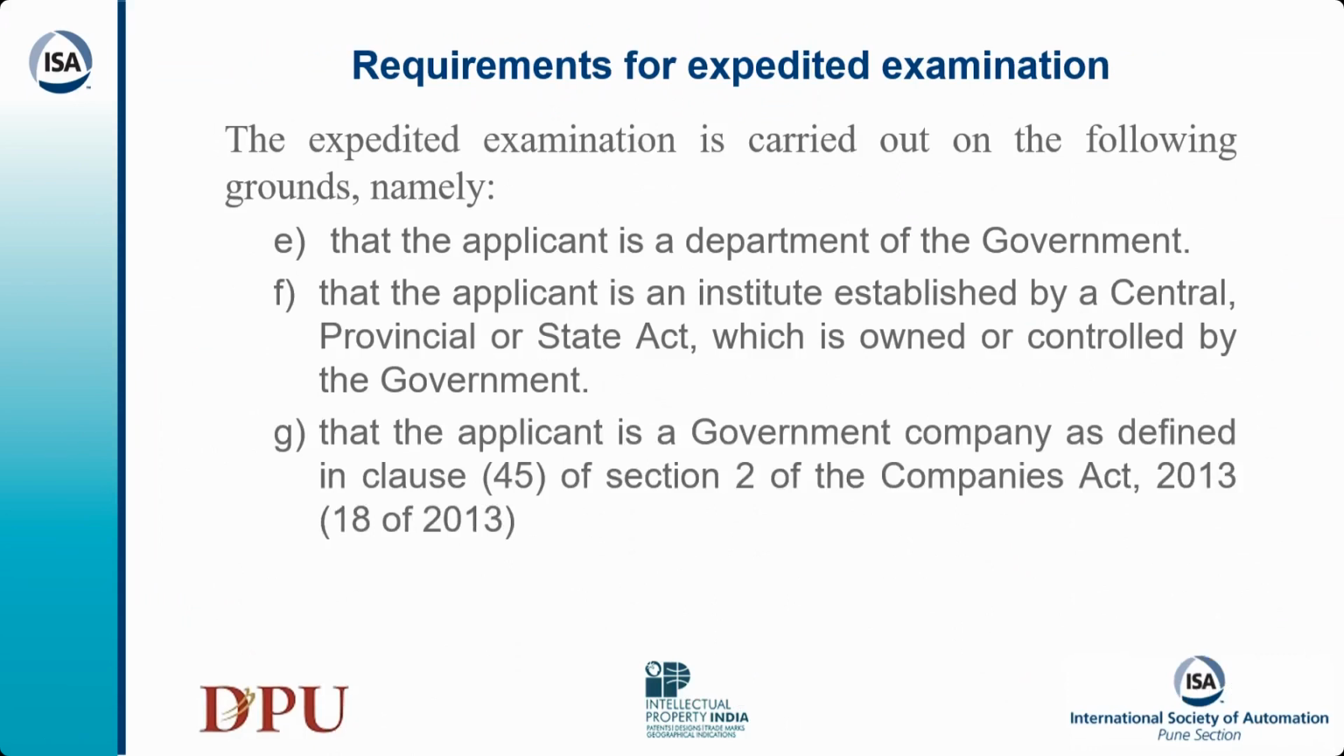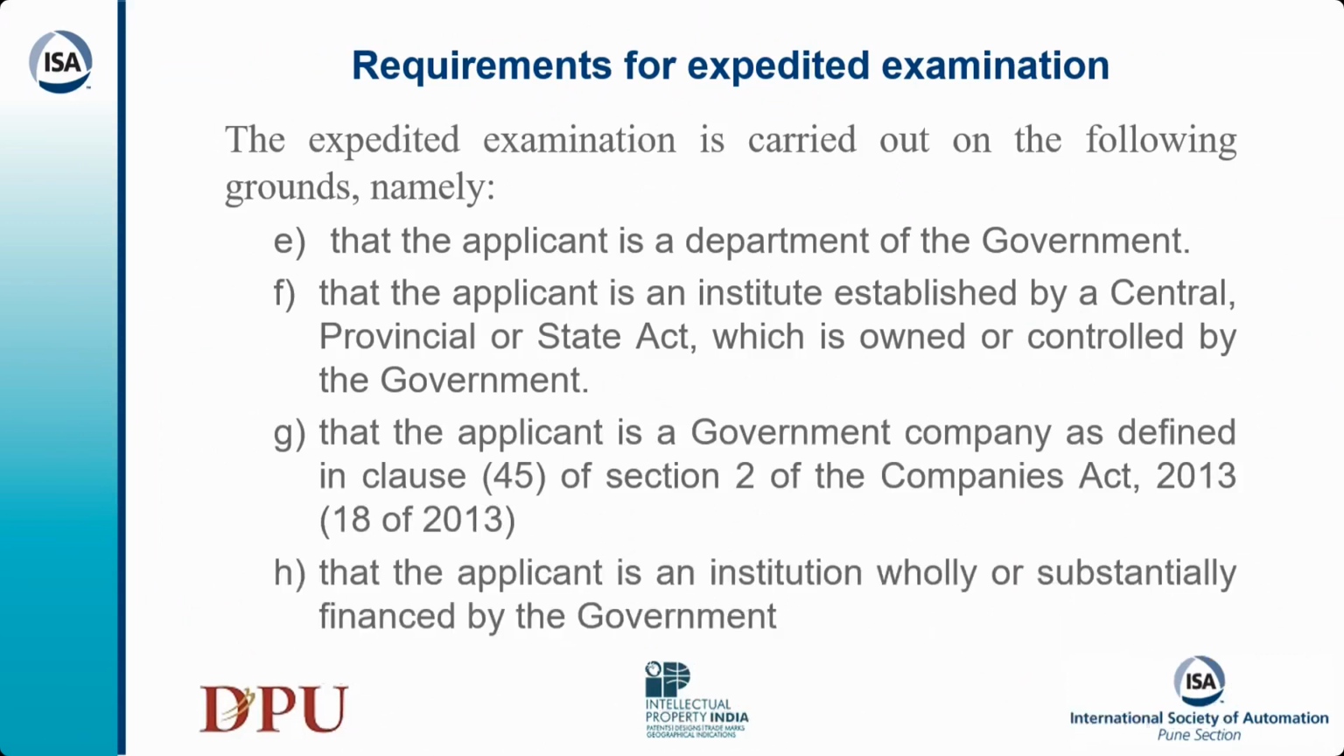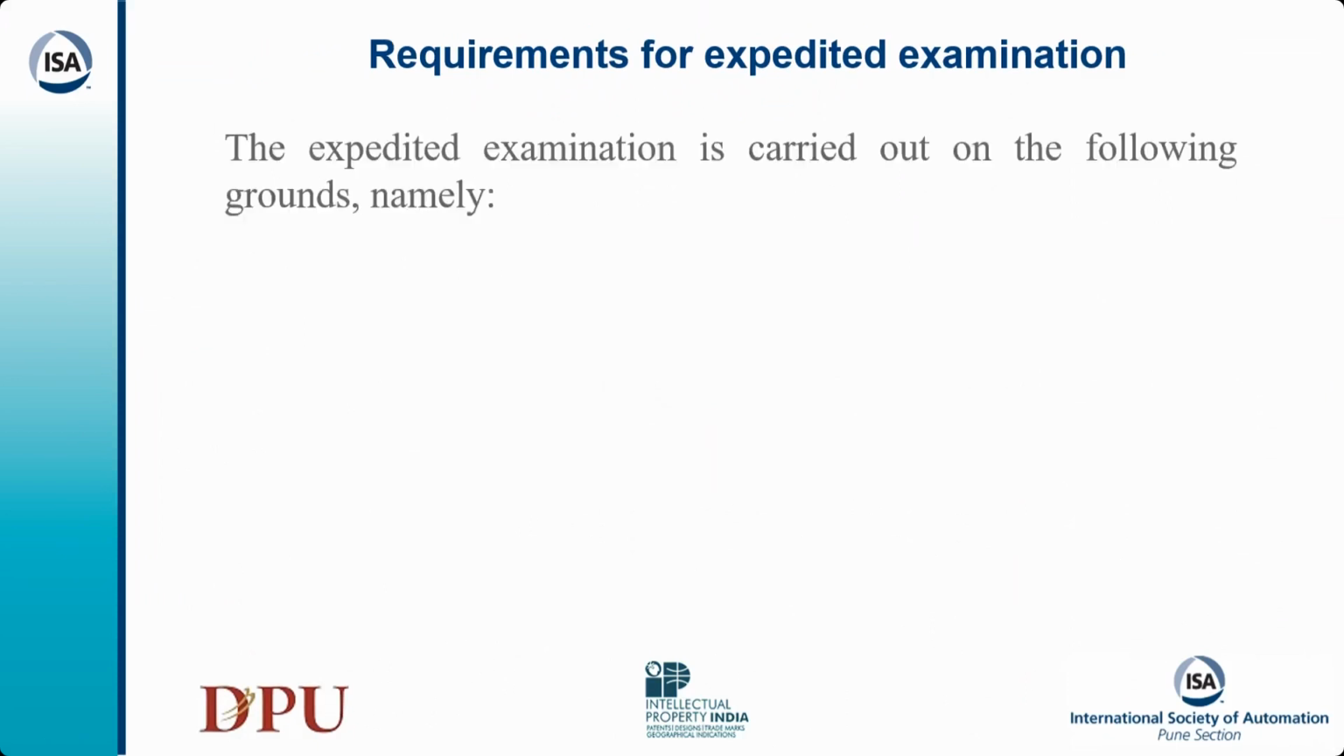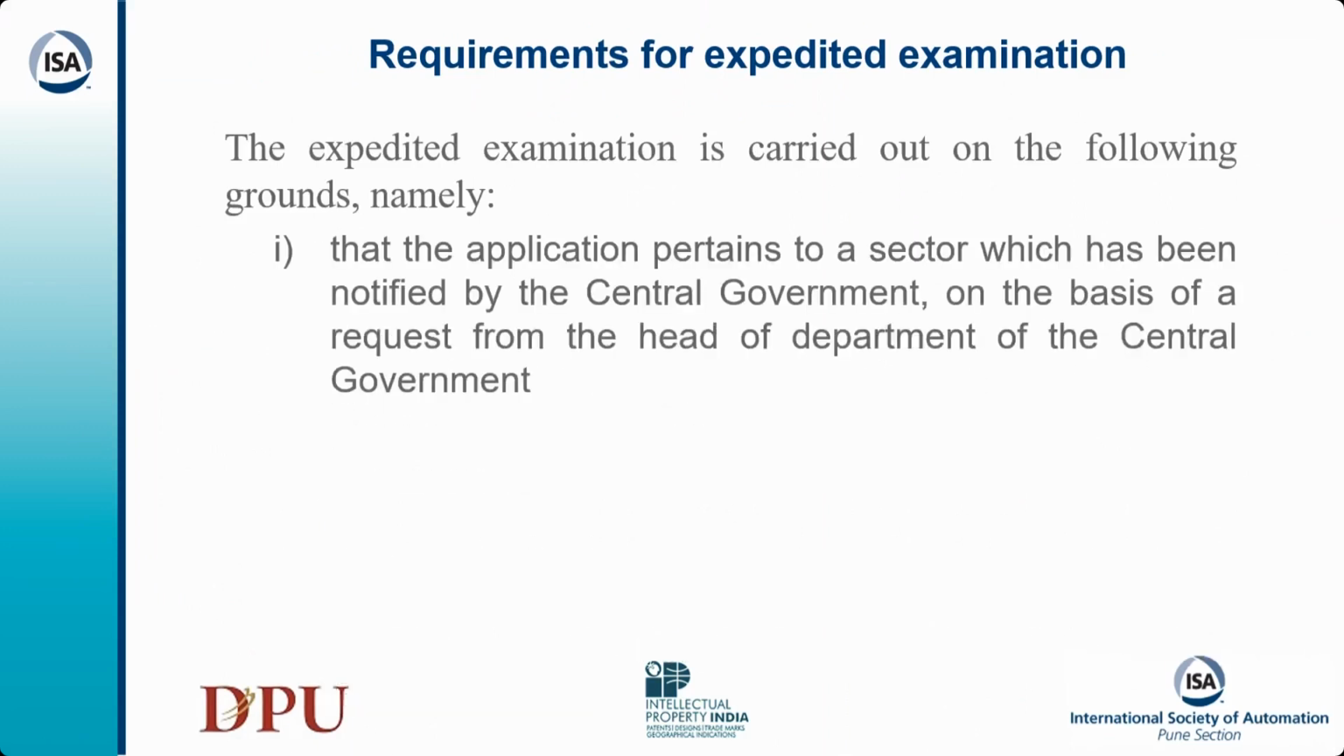That the applicant is a government company as defined by clause 45 of section 2 of the Companies Act. So this is important again. And that the applicant is an institution, as I have already told you, wholly or substantially financed by the government. Next, the applicant or application pertains to a sector which has been notified by the central government on the basis of a request from the head of the department of the central government. So they can also go for the expedited examination. I hope you got the idea of the expedited examination. It means you can go for the early examination.